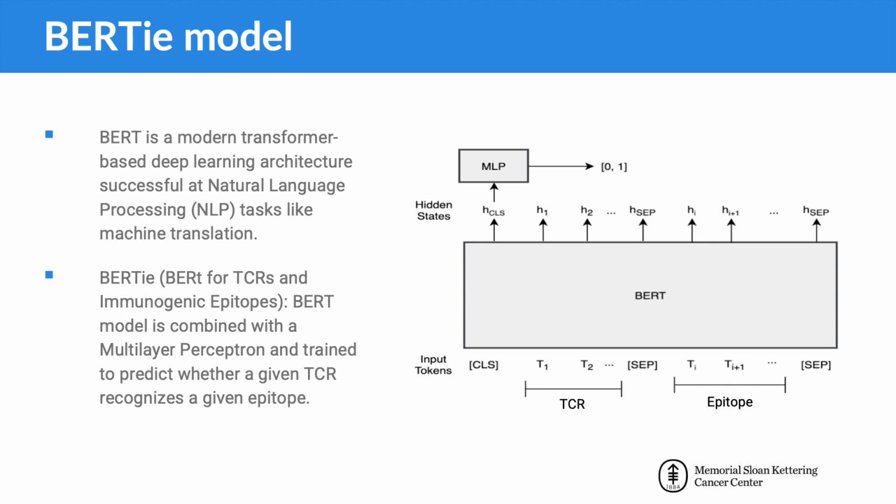For this, my collaborator Artyom Streltsov and I built a model called BERTie, which is based on BERT, a transformer-based deep learning model which has been very successful in natural language processing tasks like machine translation. Transformers are also showing good results on biology tasks like understanding viral evolution, protein structure, and function. We overlay BERT with a multi-layer perceptron component, feed it paired TCR and epitope sequences, and a label which indicates whether this is a true or a fake pair, and train it to recognize true pairs.